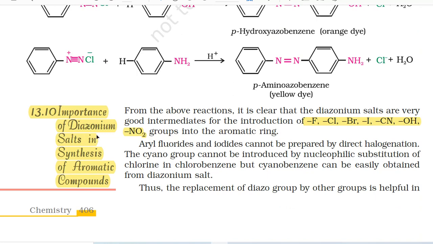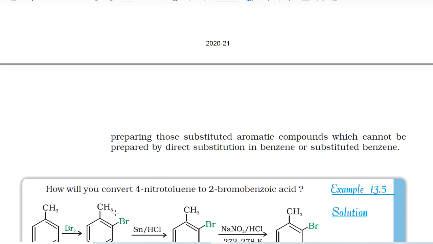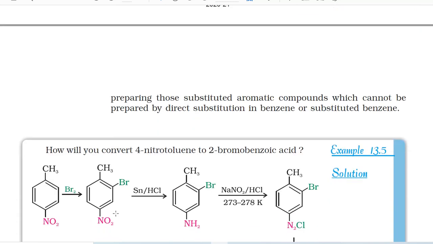13.10 Importance of diazonium salts in synthesis of aromatic compounds. From the above reactions, it is clear that diazonium salts are very good intermediates for the introduction of F, Cl, Br, I, CN, OH, NO2 groups into the aromatic ring. Aryl fluorides and iodides cannot be prepared by direct halogenation. The cyano group cannot be introduced by nucleophilic substitution of chlorine in chlorobenzene, but cyanobenzene can be easily obtained from diazonium salt. Thus, the replacement of the diazo group by other groups is helpful in preparing those substituted aromatic compounds which cannot be prepared by direct substitution in benzene or substituted benzene.